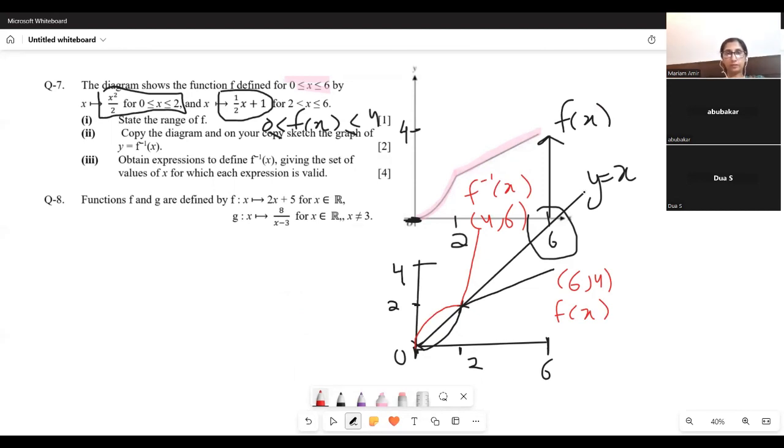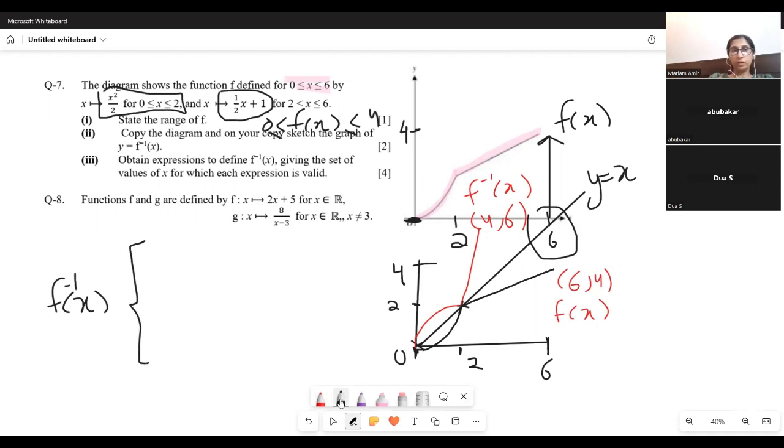Part 2 is done. Part 3: obtain an expression for f inverse of x, giving the set of values of x for which each expression is valid. So now we have to find f inverse of x. f(x) is in 2 parts, one quadratic and one linear, so we will also write its inverse in 2 parts.